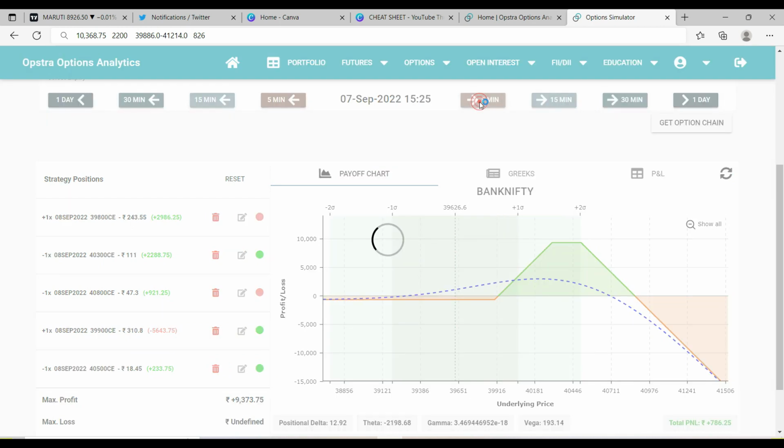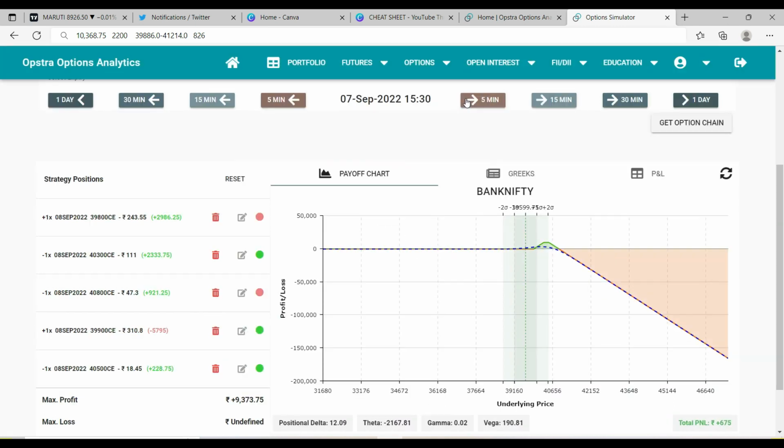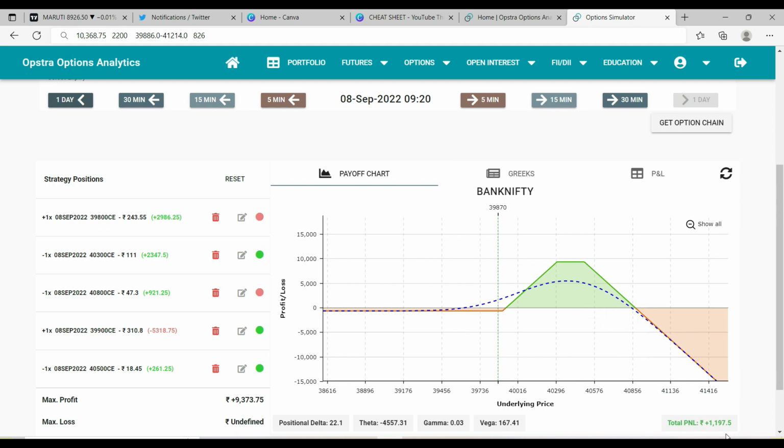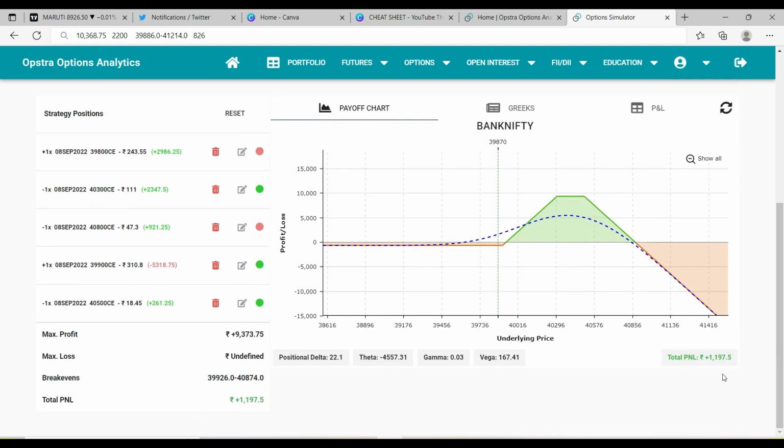Now I'll take you to 3:30, and next day morning we never know what is going to happen. Is it a gap up or gap down? If it is a gap down, we will end up with only 626. If it is a gap up, let's see. Boom, it was a gap up. So all of a sudden your profit has increased.